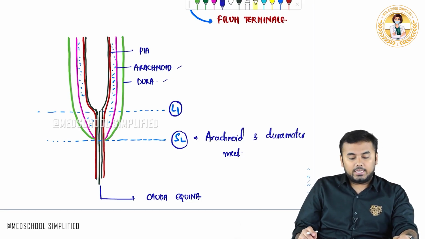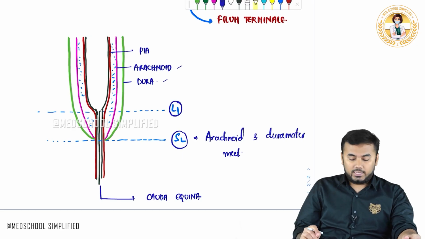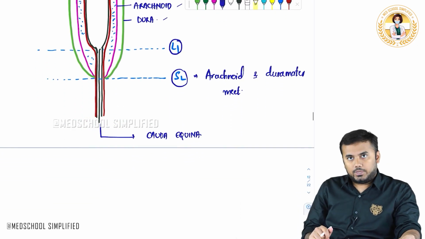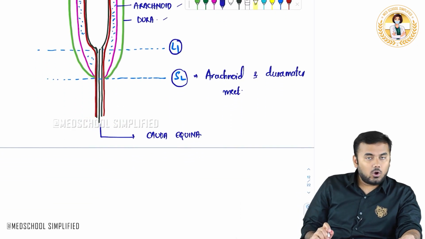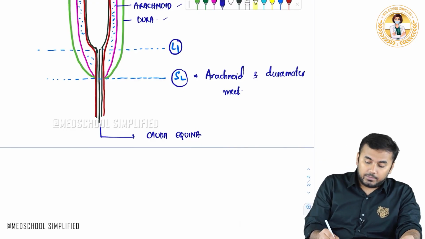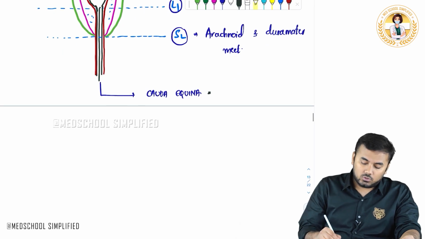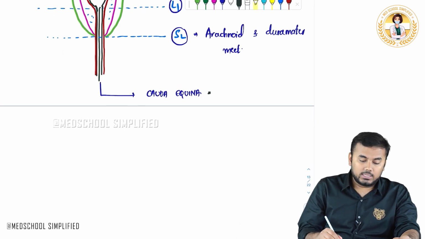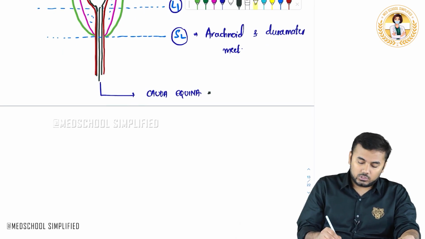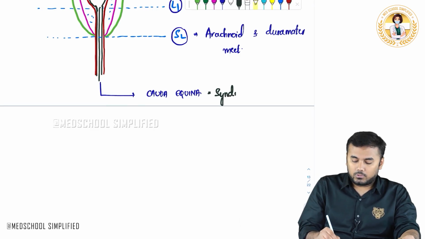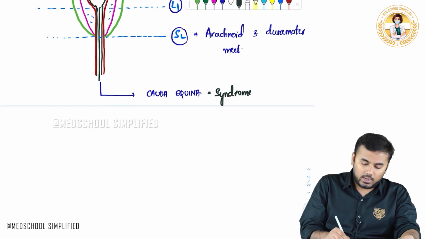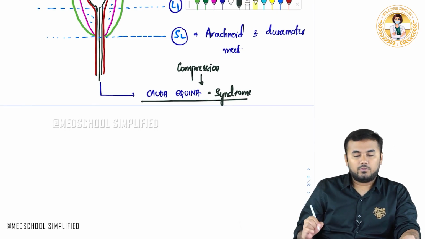Now the next important thing is that there is a syndrome here. What is this syndrome? You see the cauda equina here. Sometimes this cauda equina undergoes compression. This is called cauda equina syndrome. So compression of the cauda equina is called cauda equina syndrome.